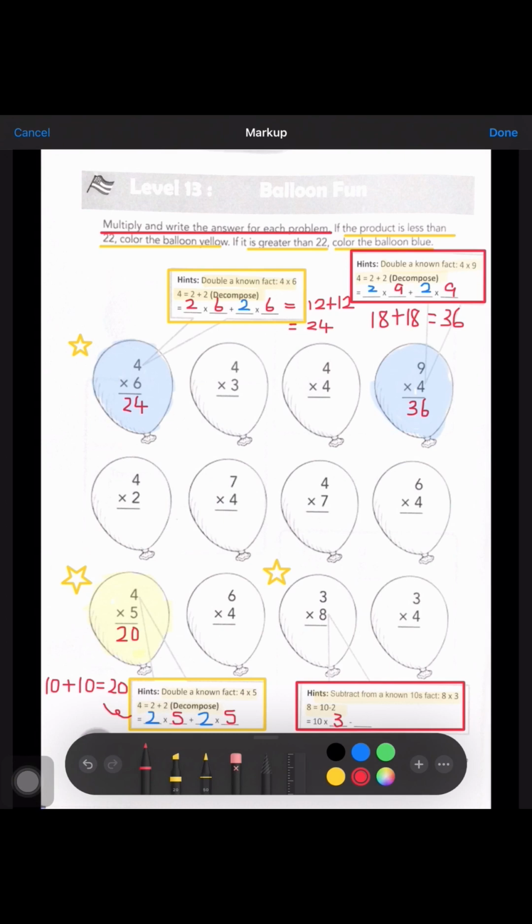So 3 times 8 equals 10 times 3 minus 6. 3 times 10 is 30, so 30 minus 6 equals 24. So 8 times 3 equals 24, and 24 is greater than 22, so we color the balloons blue. Okay, for the other balloons, please try to finish by yourself at home.